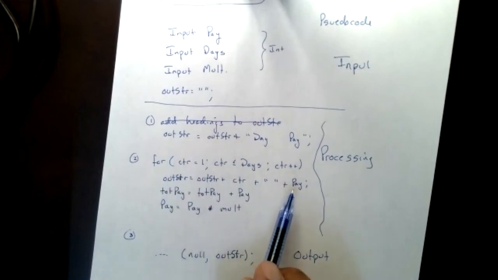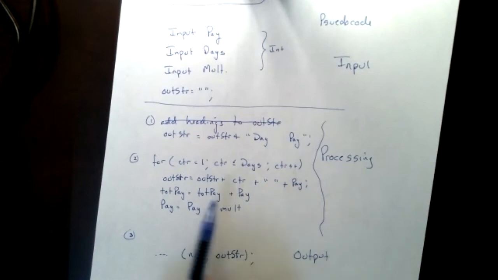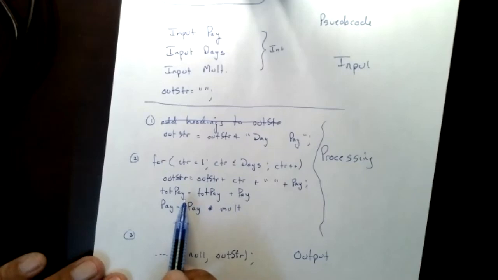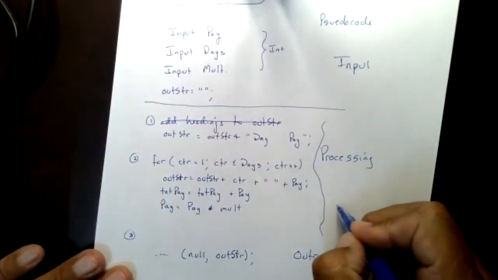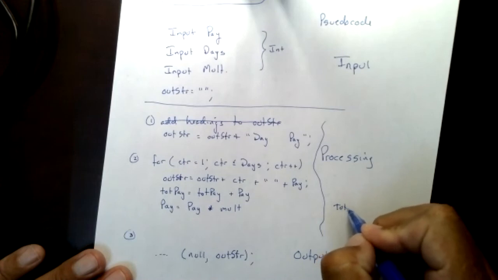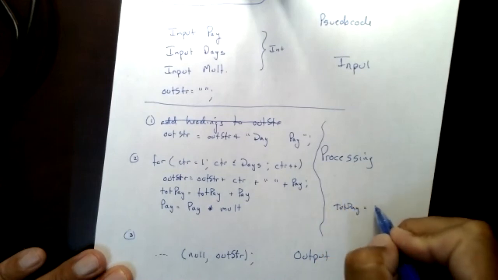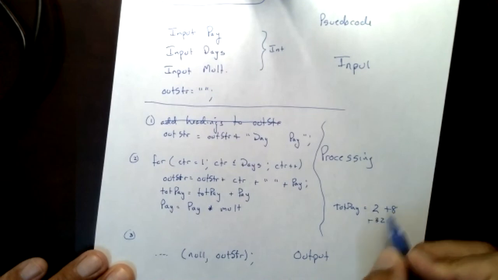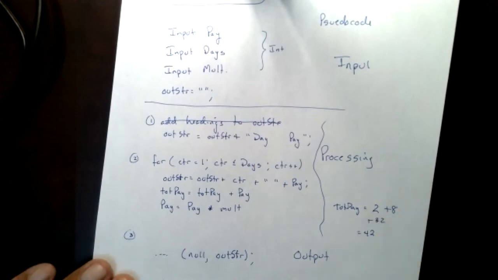I come in. This is my pay. My pay is 2. I know I want to add it to total pay. And then I want to update pay for the next time around so that it goes from 2 to 8 to 32. Then my final step in the processing is I have total pay. But if I added all those together, right now, total pay is going to equal the 2 plus the 8 plus 32, which is going to add together to give me 42.